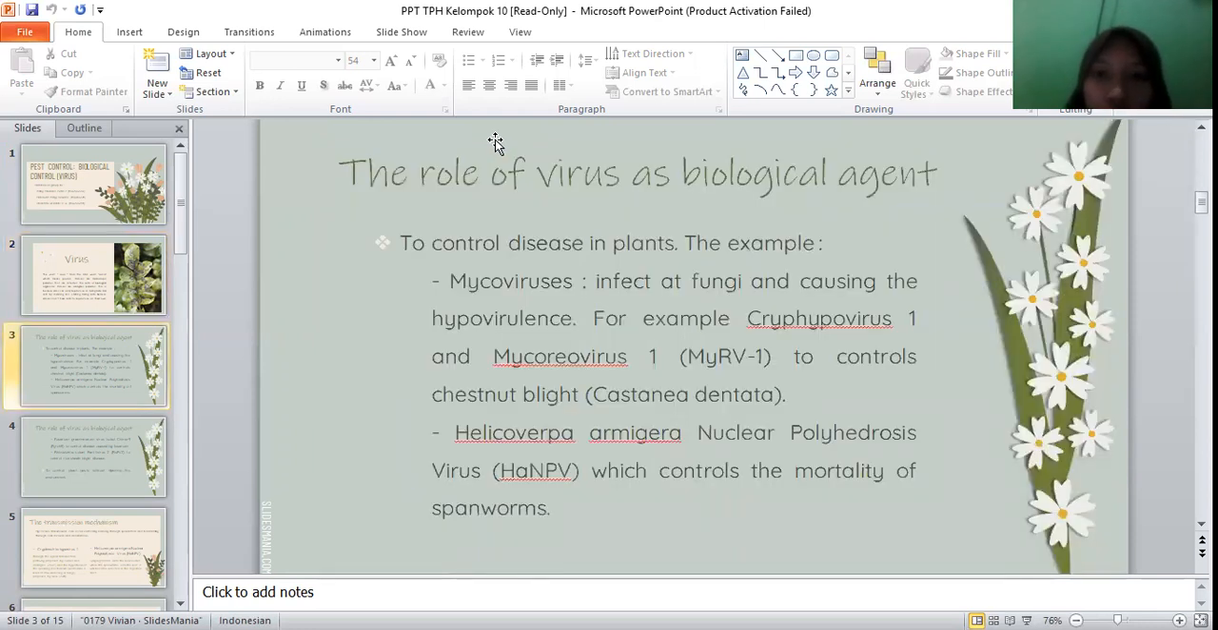The role of virus as biological agent. Number 1, to control disease in plants. The example, mycovirus. Mycovirus infects fungi and causes hypovirulence. For example, Cryphonectria hypovirus 1 and Mycorrhizavirus 1 to control chestnut blight. And Helicoverpa armigera nuclear polyhedrosis virus, which controls the mortality of spanworm. Next.